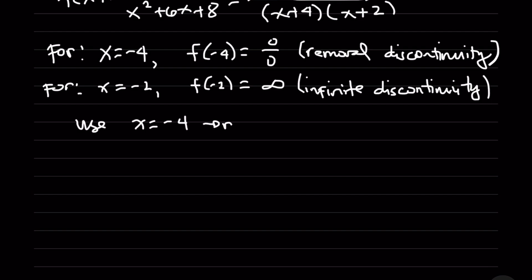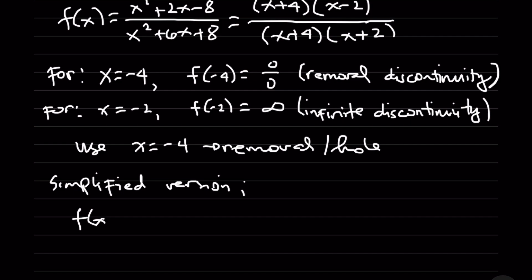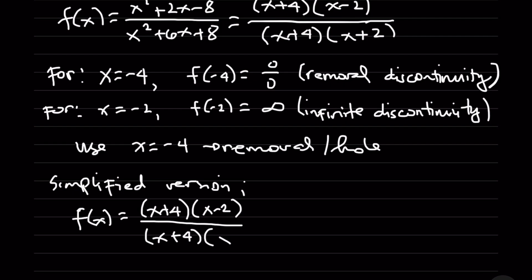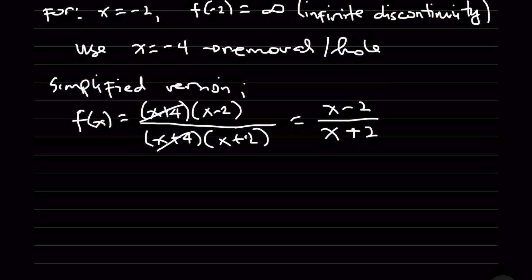To make the function continuous, we are only concerned with the removable discontinuity, or hole. So the original equation can be written in a more simplified form. This is the form wherein we factored out the numerator and denominator. We cancel x plus 4, so you have x minus 2 divided by x plus 2.